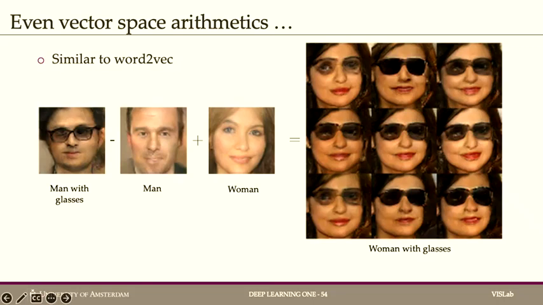But even back then, you could do some interesting things, similar to word2vec, where you have the encoding of a man with glasses, and you subtract the feature vector of an image that generates a man. You add woman, and then what you end up with is basically a woman with glasses. Of course, this doesn't always work perfectly. But even back then, you can get these interesting features.